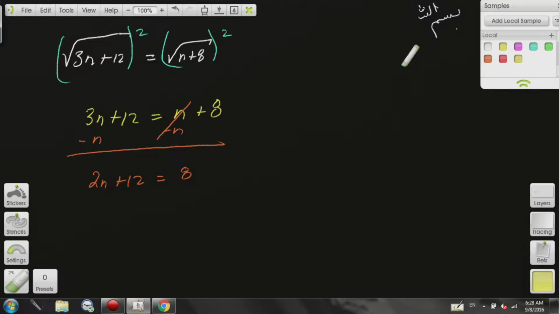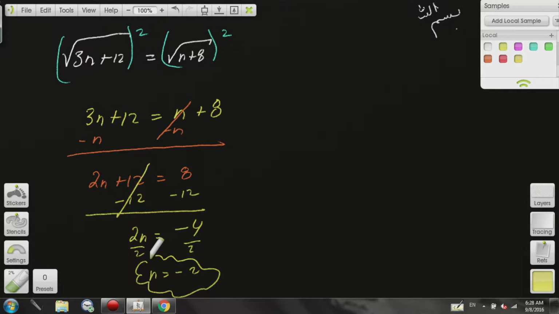Okay, and subtract 12 from both sides. And 2n equals minus 4. Divide both sides by 2. N equals negative 2. Okay? I did that correctly. Alright, so there we have it. So if you have radical symbols on both sides, you can square as long as you isolate the radical symbols like that.